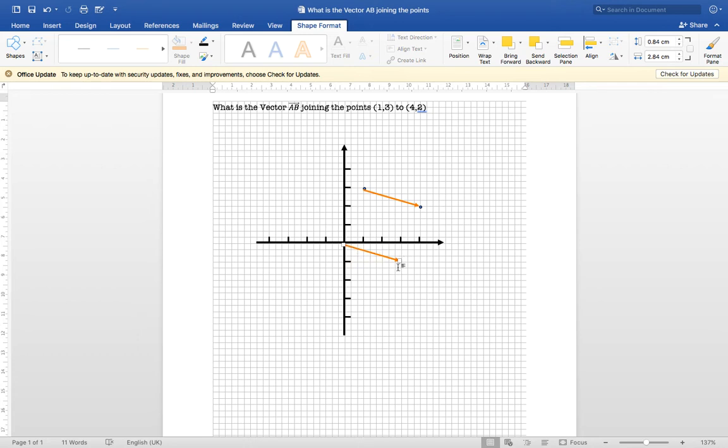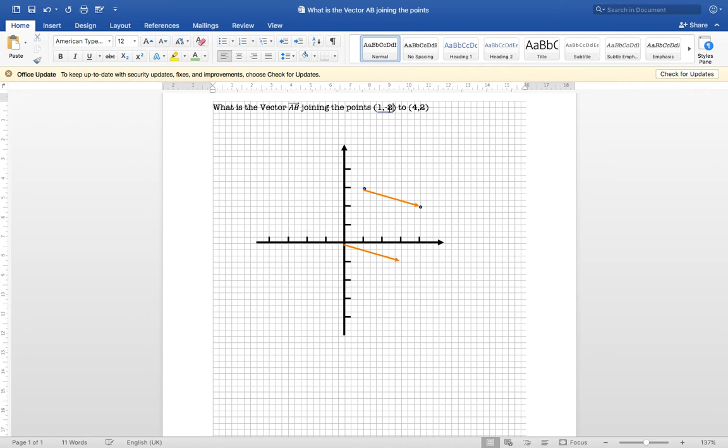So how did we get this point, which is now 3, minus 1? Well, all we've done is b minus a. 4 minus 1 gives us the 3, and 2 minus 3 gives us the minus 1. So that's when we say that the vector AB is basically just the value of b minus a. If we change these values, it doesn't really matter what these values are.